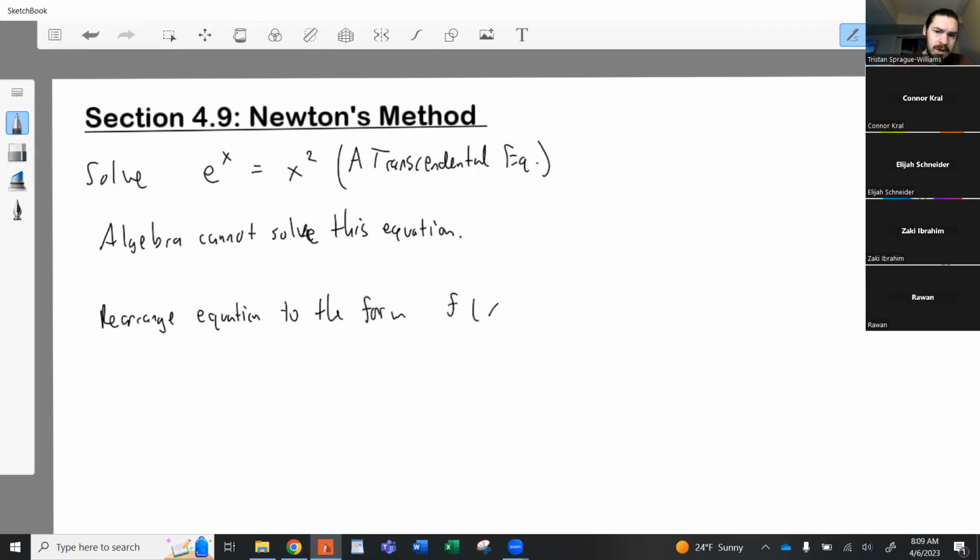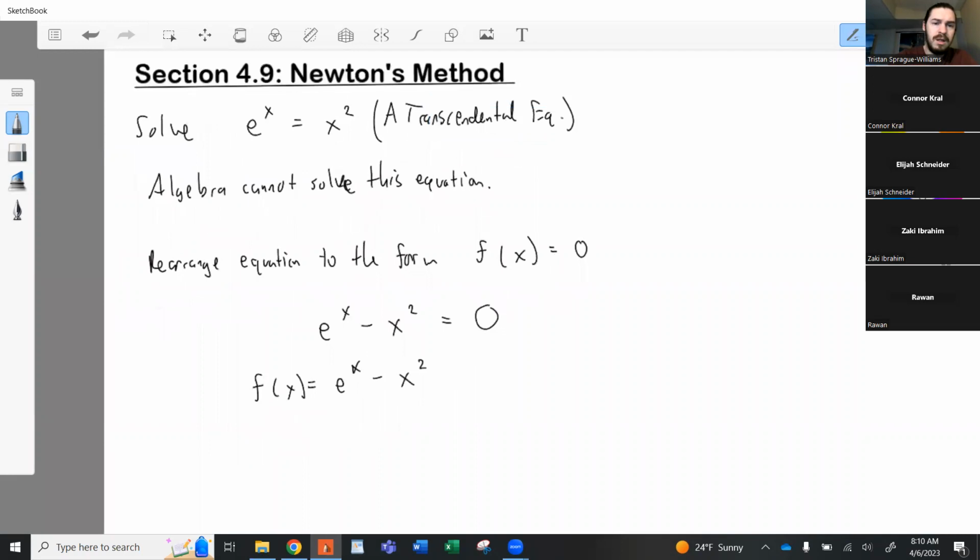some function equals 0. Okay. So you can always do this with an equation, because you can always just subtract things from both sides until you have 0 on one side. So subtract everything from the right side, move it all over to the left side, and now we have a function equals 0. So our function f of x is e to the x minus x squared. Okay.